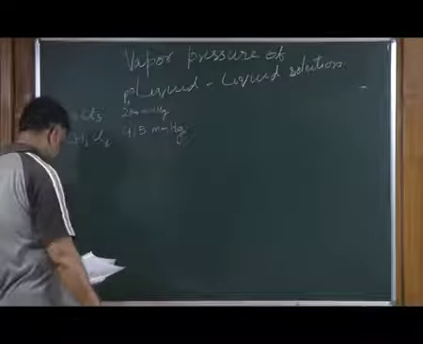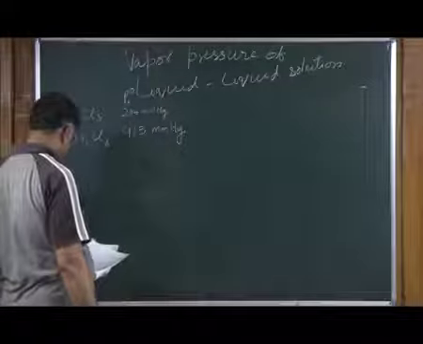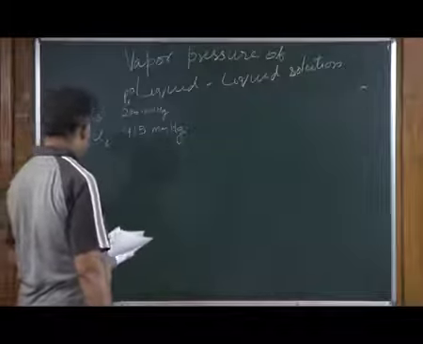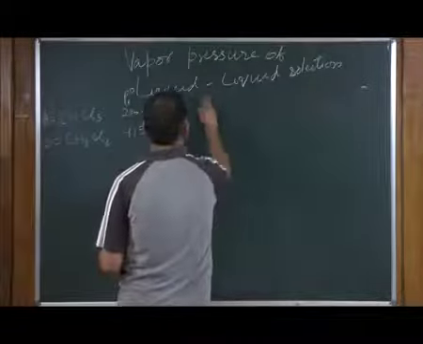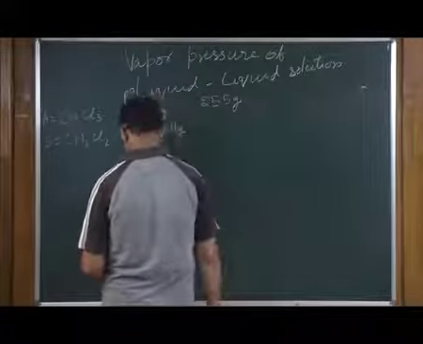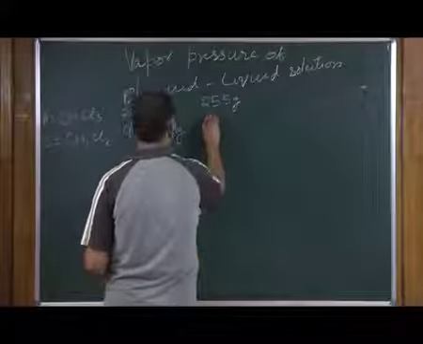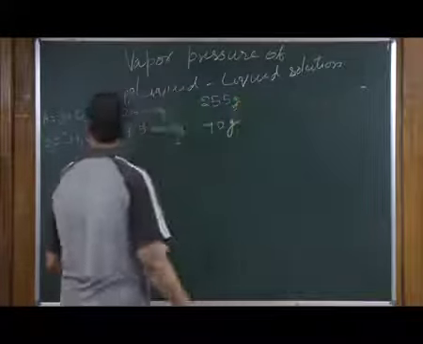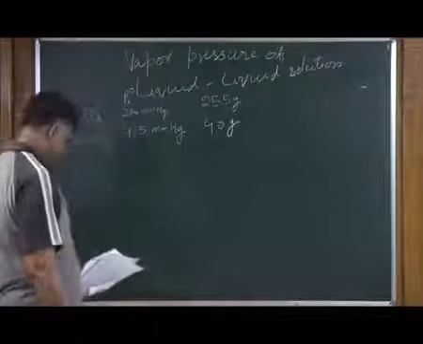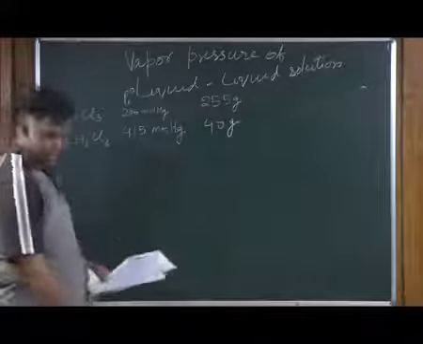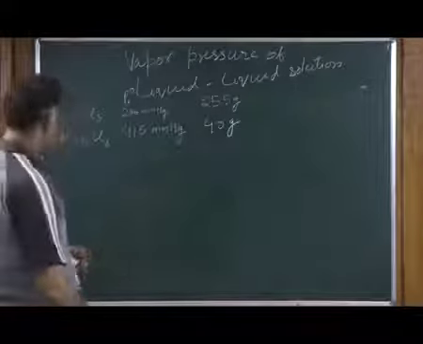Okay. Now, number 1, calculate the vapor pressure of the solution prepared by mixing 25.5 gram of CHCl3. So, we are mixing 25.5 gram of this and 40 gram of liquid B, and we are asked the vapor pressure of A and B and the total vapor pressure.